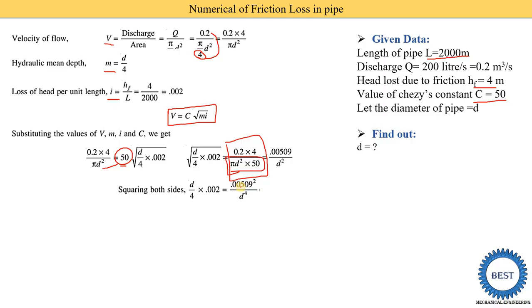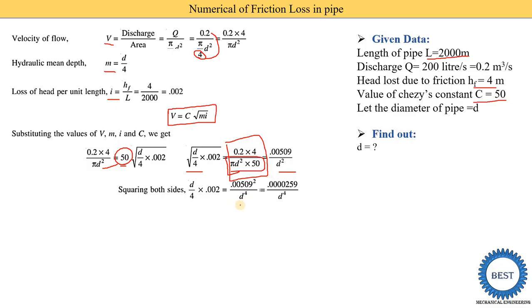So further, we do the square on both sides. So we do the square on both sides. Here the under root is already there, so when we do the square, the under root is removed. It is written as d by 4 into 0.002, and on the right side we do the square, means 0.00509 square divided by d square. So it is d square into d square, means d raised to 4 power.